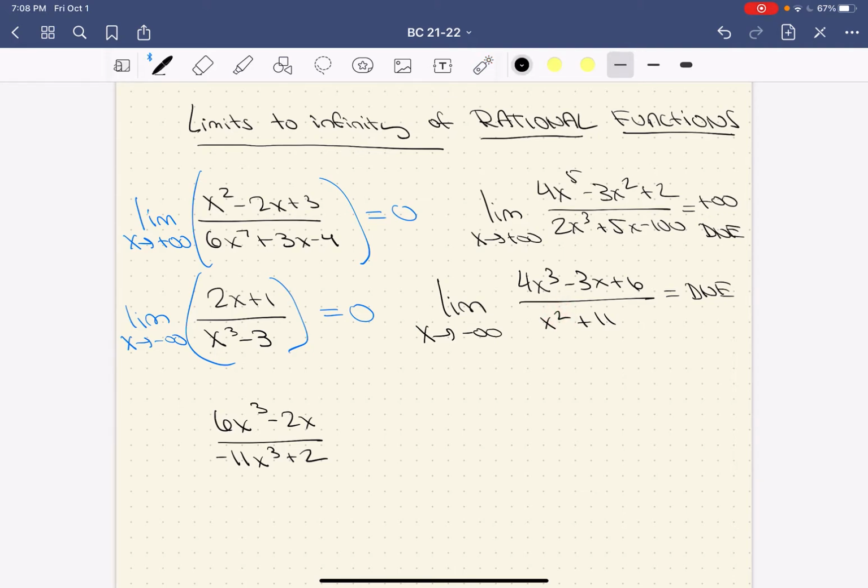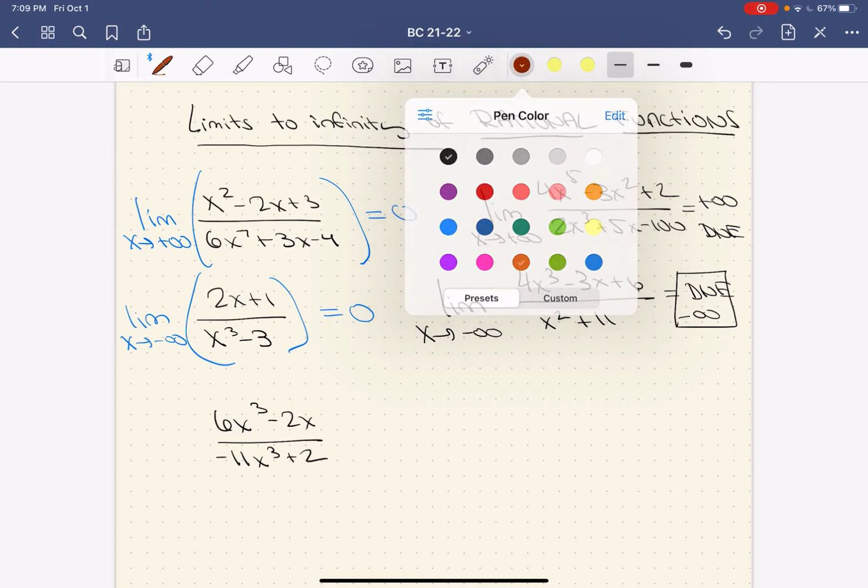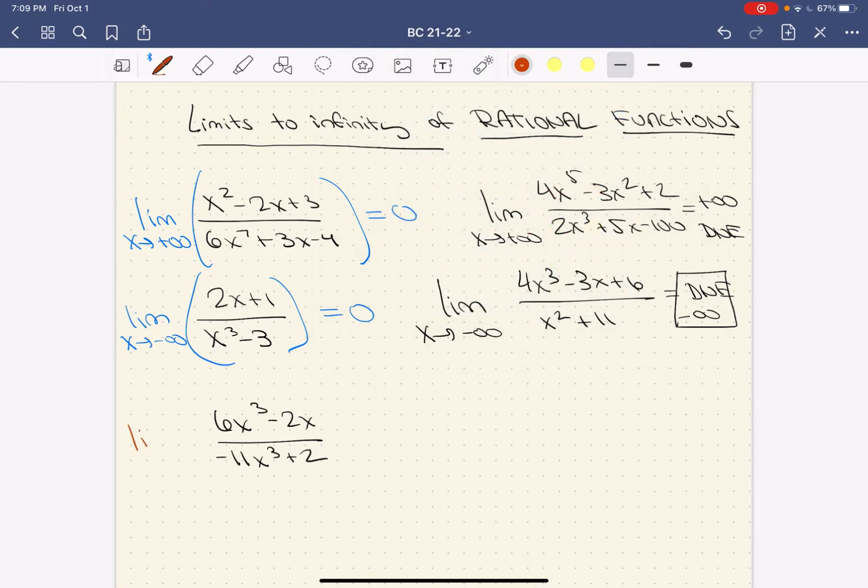So this limit is going to not exist, it's going to be negative infinity. All right? So, two shortcuts with limits to infinity of rational functions. And here's your last one. If I have a limit to infinity of a rational function where the degree of the numerator is the same as the denominator, this limit is always going to equal the quotient of lead coefficients. This is going to equal negative 6/11.